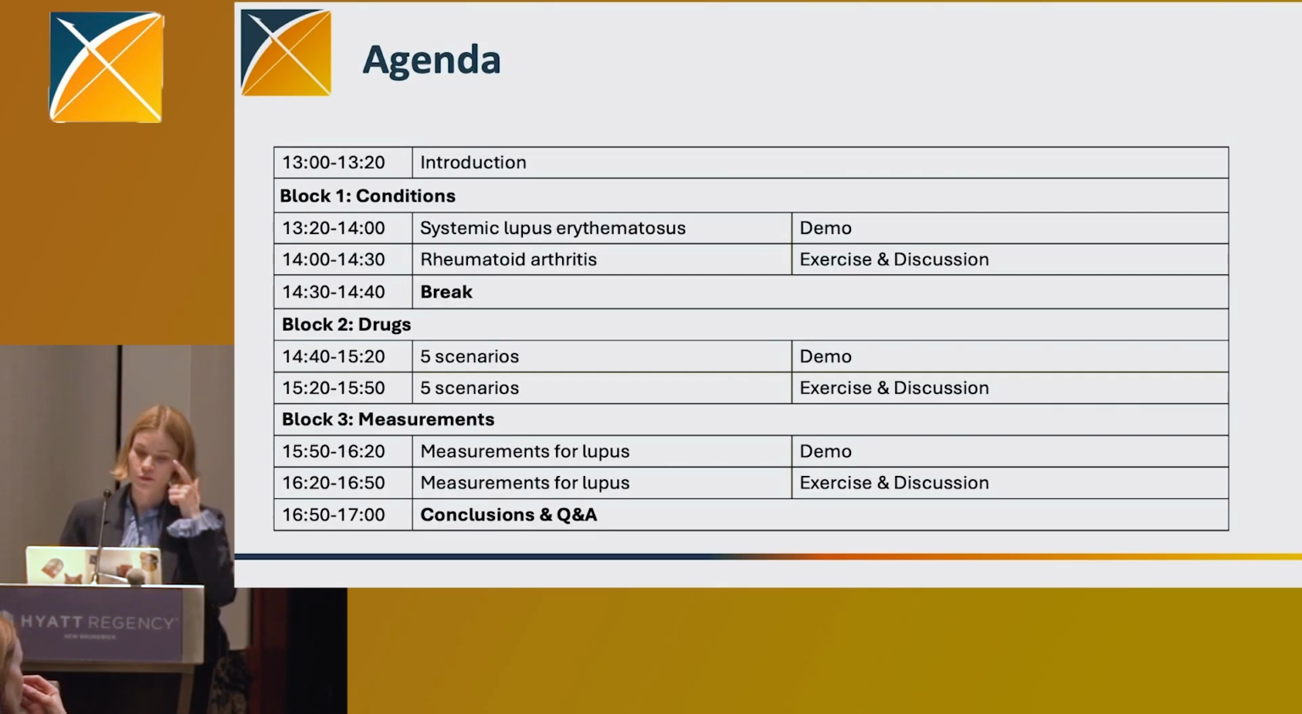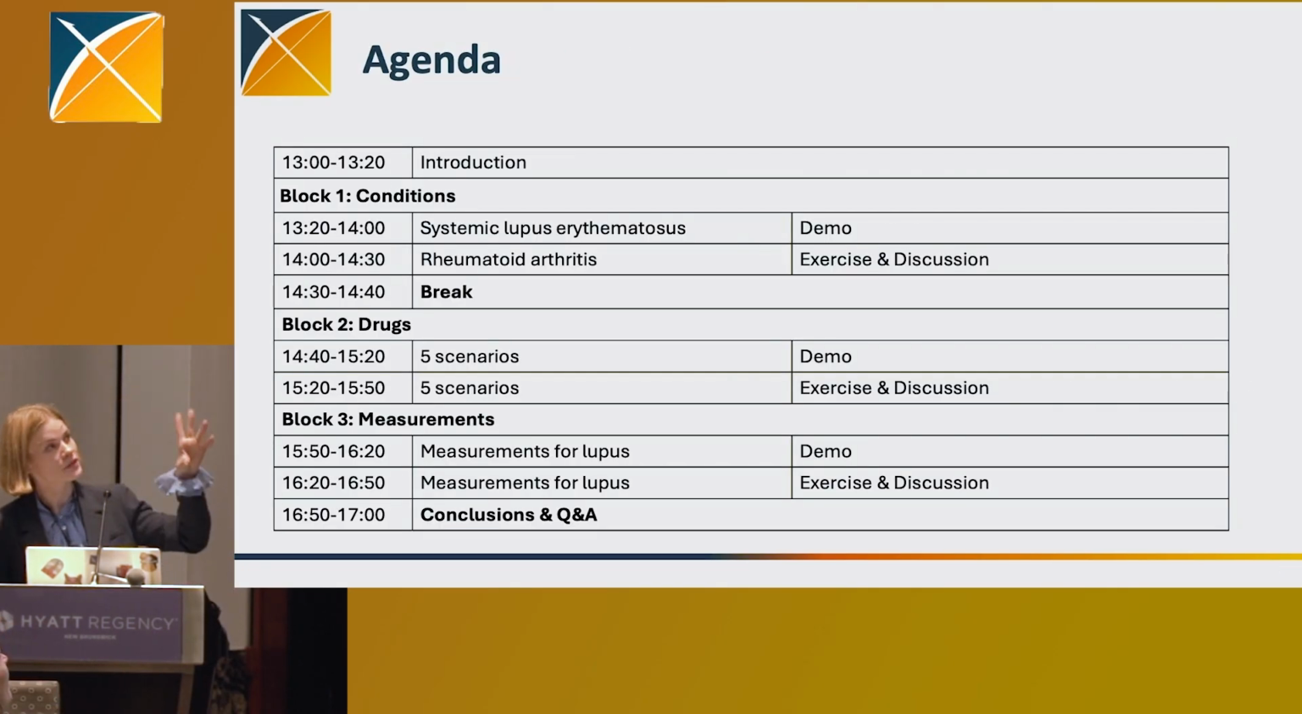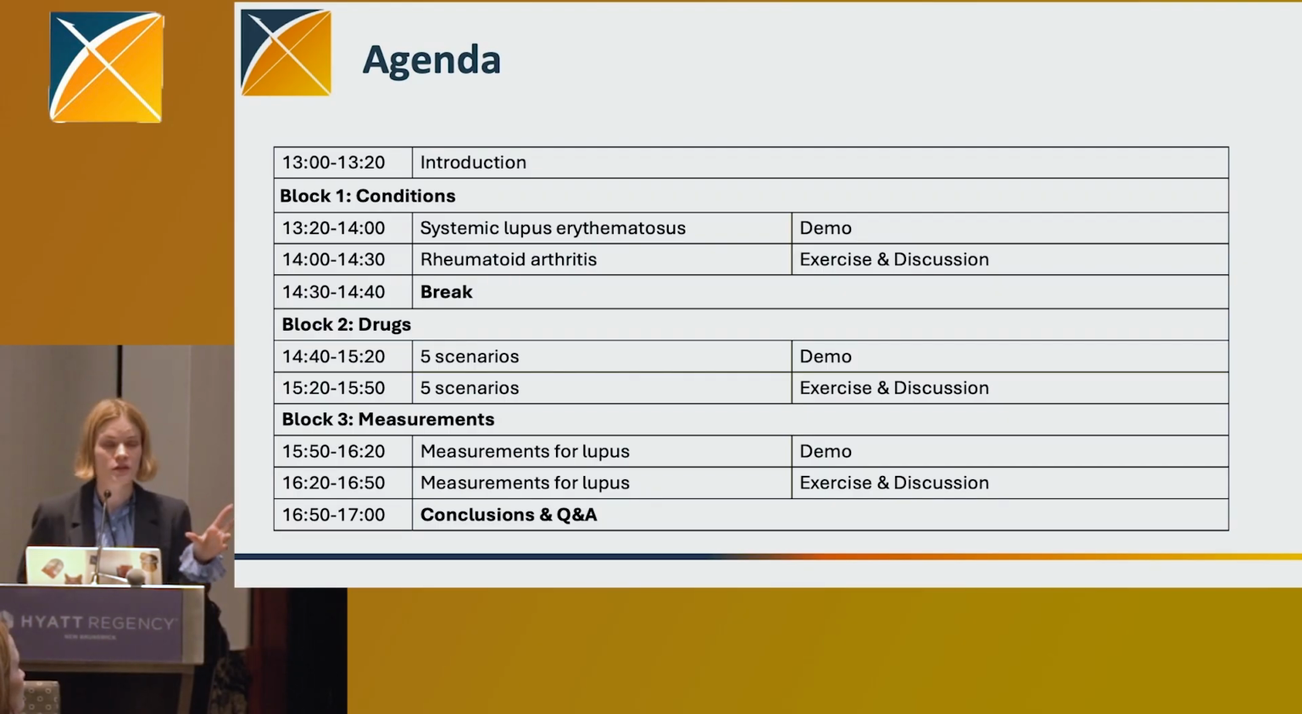And with that, we move into the agenda. So we covered the introduction. We're now going to do the first block of conditions. Then we're going to have a break. If we are good on time, we're going to have a longer break, which is always nice. Then we're going to do the block of drugs and measurements. So these are really three domains, the main domains that we feel people need the guidance in.